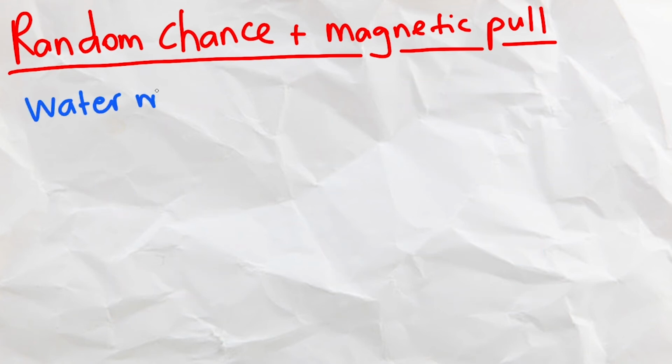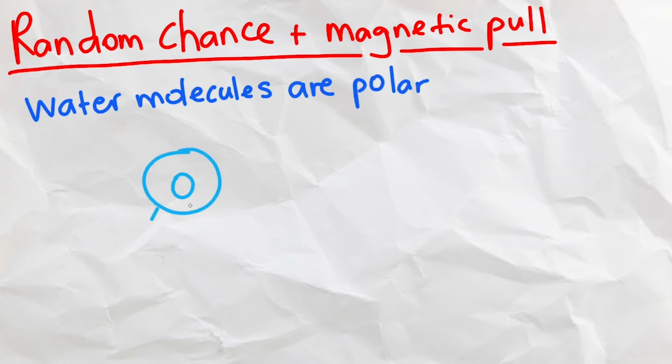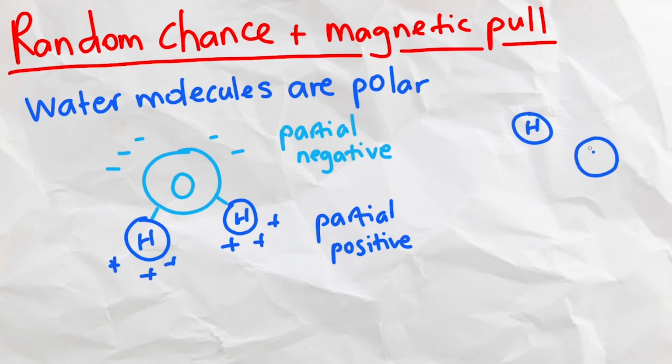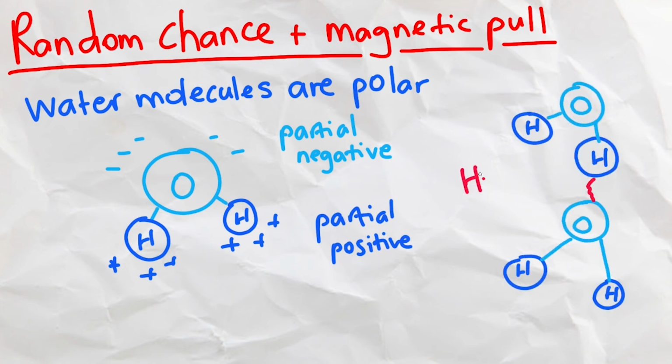Furthermore, magnetic poles also play a role since water molecules are polar. They have 1 oxygen atom and 2 hydrogen atoms, with the oxygen atom being partially negatively charged and the hydrogen atoms being partially positively charged. This results in the water molecules wanting to stick to each other, forming what we call hydrogen bonds.